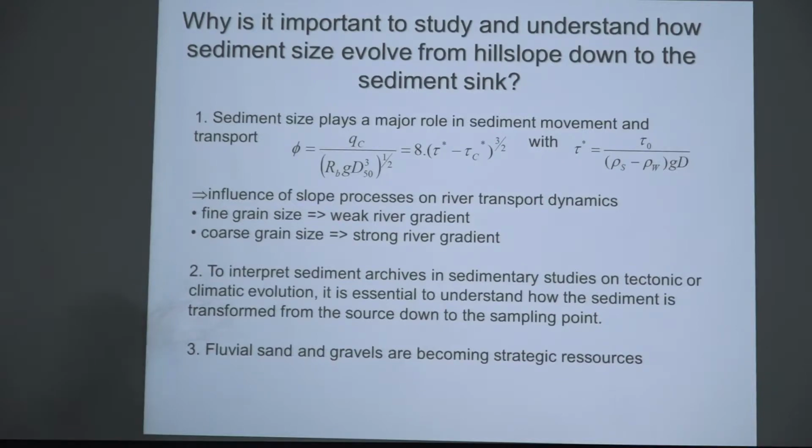It means if you are, for example, in a transport-limited or even a hybrid river, and you have to transport fine grain size, the river can achieve it with a weak or low gradient. If it's coarse grain size that the river has to transport, then the river gradient will have to be steeper or larger. So we saw that for fluvial transport, pebble size or particle size is a big deal.